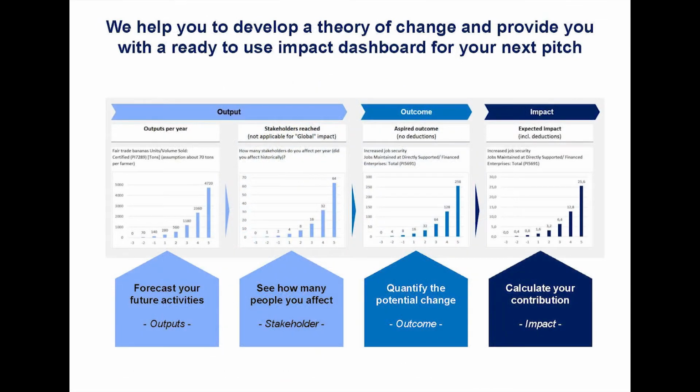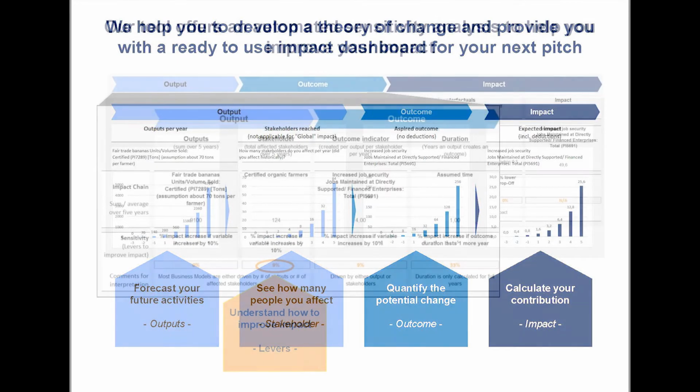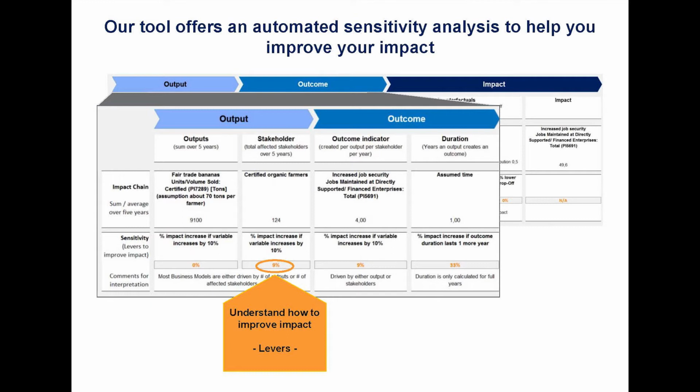In our one-day workshop, we will develop a comprehensive theory of change together with you and collect assumptions to quantify your impact, so that our Excel tool can then automatically create an impact dashboard, which you can see here, with suitable graphics for your next pitch. Building on the workshop data, the tool will also conduct a sensitivity analysis that helps you to improve your impact, guiding you to the most relevant impact levers.